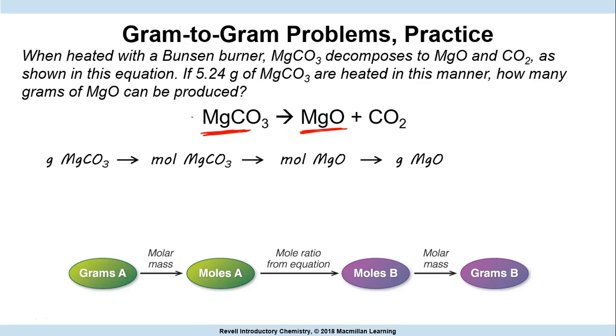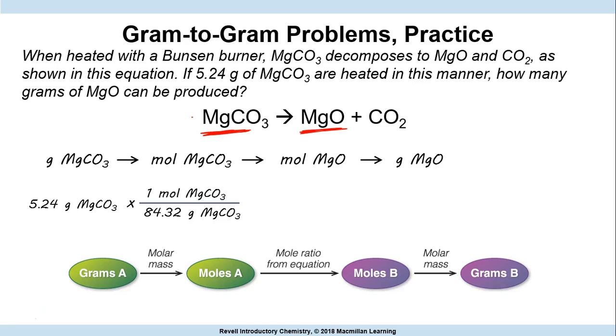So what we need here is the molar mass of magnesium carbonate. The conversion factor that we are using here will have the grams at the bottom and the moles at the top. So 5.24 grams of magnesium carbonate times the conversion factor, grams at the bottom and moles at the top, so that grams will cancel with grams. So here now at this level, we now have moles of magnesium carbonate.